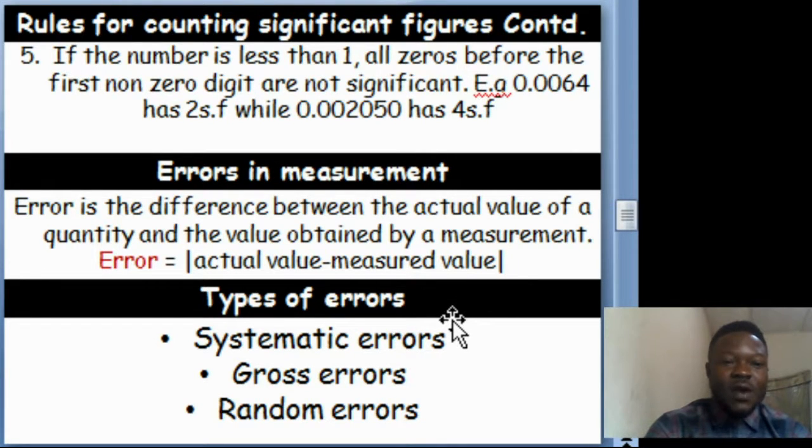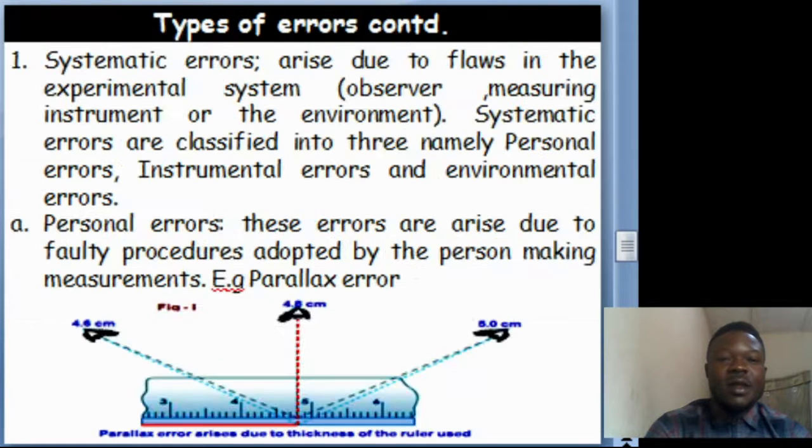Now, types of error. We have 3 types of error. We have the systematic error, the gross errors, and the random error. What do you mean by systematic? Systematic error arises due to flaws in the experimental system. The system might involve the observer, the measuring instrument, and the environment you use for your experiment. Systematic errors are classified into 3.